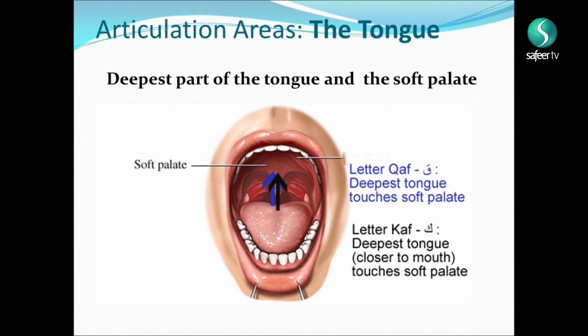One of the important qualities which these two letters have is the quality of isti'la and istifal. Inshallah, later on we will discuss these two qualities. So isti'la is for the letter qaf, which is the elevating quality, and istifal is for the letter kaf, which is the lowering.